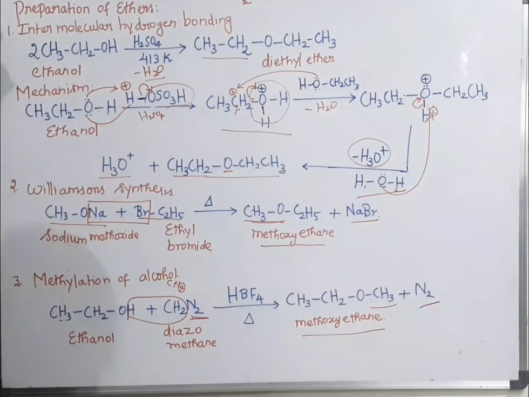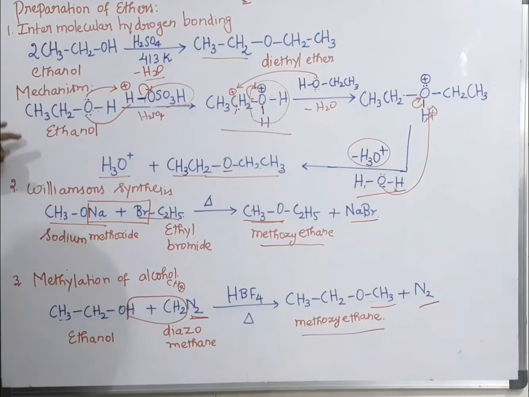So these are the three methods which are used for the preparation of ethers: intermolecular hydrogen bonding, Williamson synthesis, and methylation of alcohol.